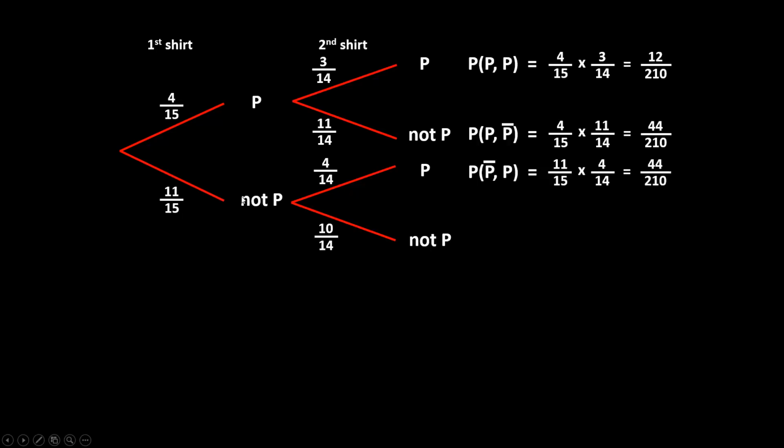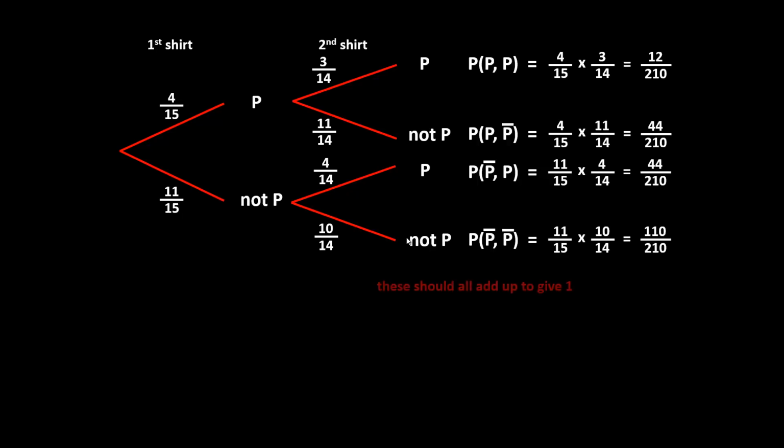And finally, not P and not P. So that is 11/15 times 10/14. Whoops, 11/15 times 10/14. So that's 110 210ths. Just make sure it all adds up to 1. We've got all 210ths. We've got 12 and 44 and 44, so that's 100 plus 110. Yes, 210 210ths. Good.